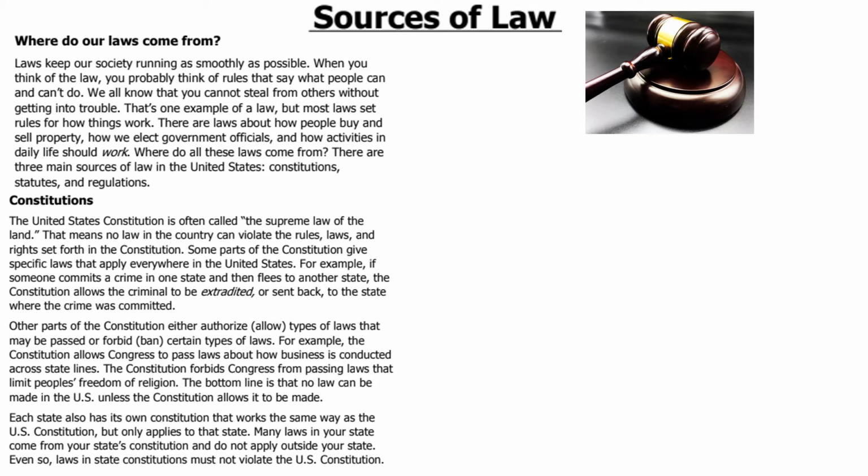Each state also has its own constitution that works in the same way as the U.S. Constitution, but only applies to that state. Many laws in your state come from your state's constitution and do not apply outside your state. Even so, laws in state constitutions must not violate the U.S. Constitution.